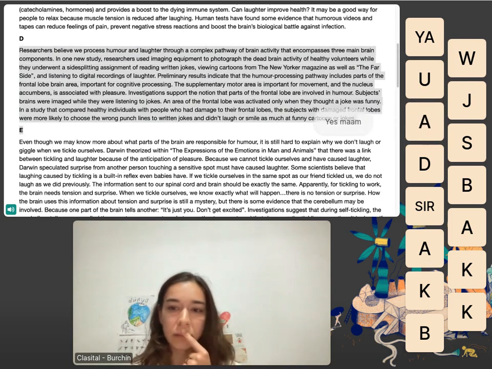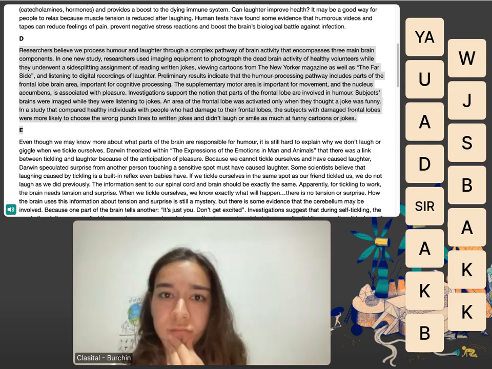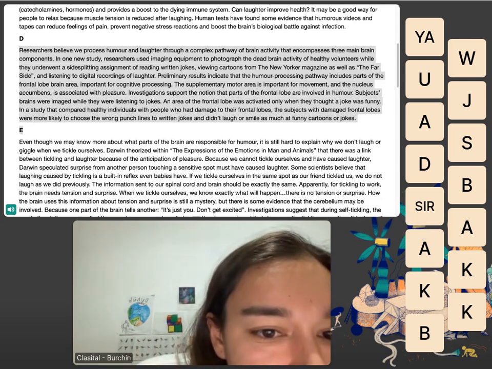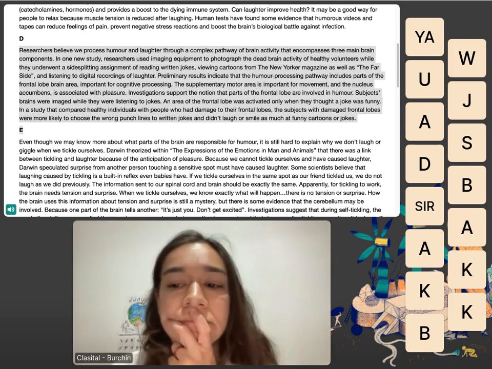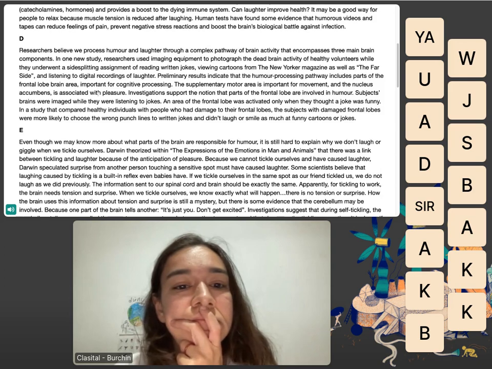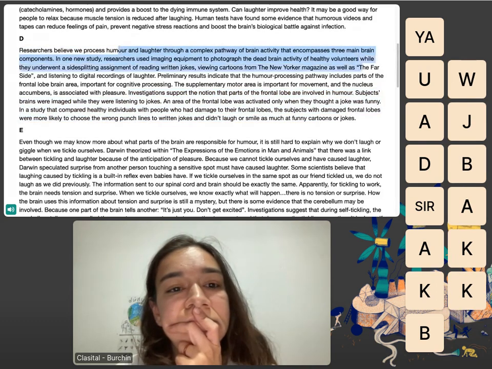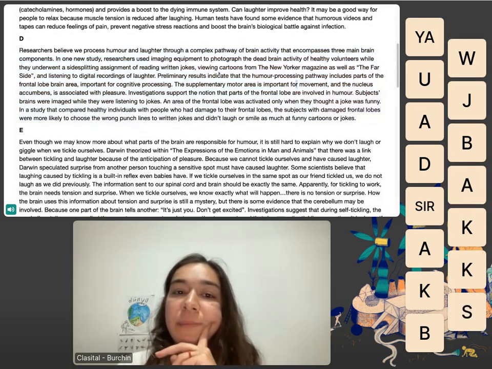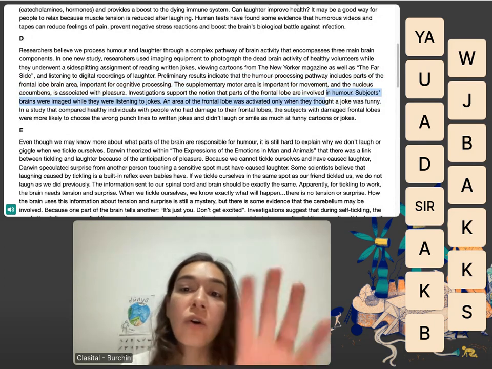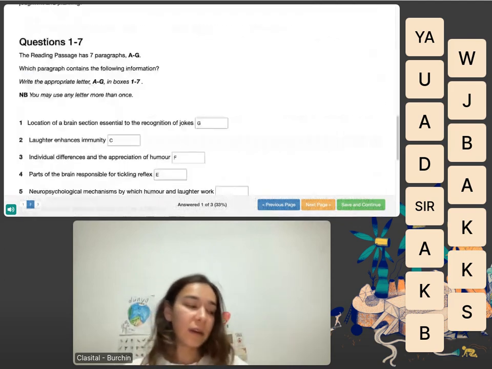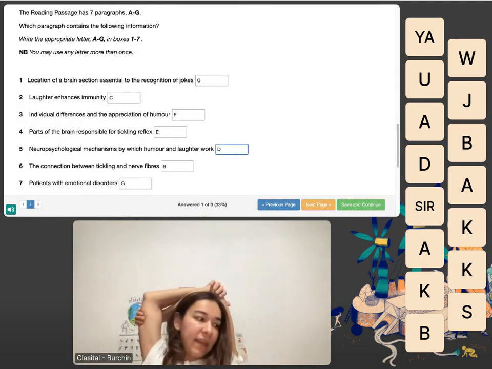Is it clear? Is it okay? You can see the details here, right? One, two, three, four, five, six. Yes. Preliminary results indicated the humor processing past frontal lobe area important for cognitive processing. The whole thing is about the neuropsychological process of it. Okay. G, C, F, E, D, B, G.